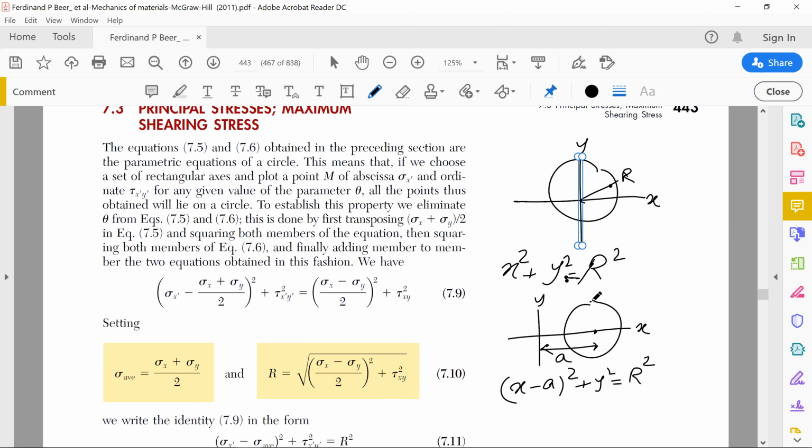Now what if I replace this x with sigma and this y with tau? So it will be sigma minus a whole square plus tau square equals r square.